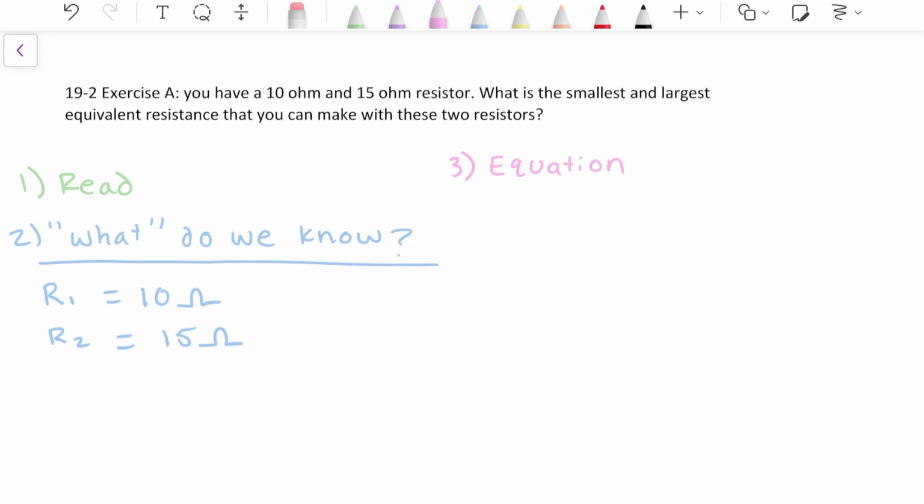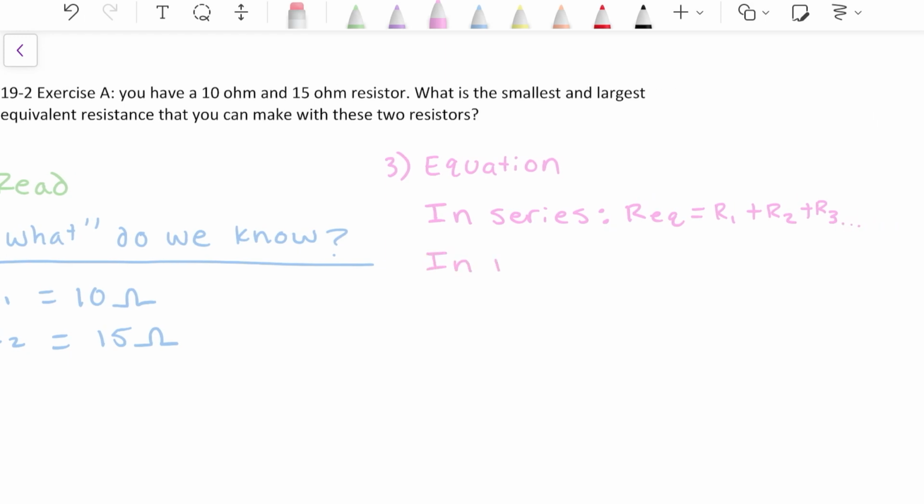Because we've read the problem, we know that we're trying to find equivalent resistance. And we can actually end up using two equations for this problem. In a series circuit, we can find the Req by stating that Req is equal to R1 plus R2 plus R3, etc. However, in a parallel circuit, in order to find the Req, you have to do 1 divided by Req is equal to 1 divided by R1 plus 1 divided by R2 plus 1 divided by R3, etc.